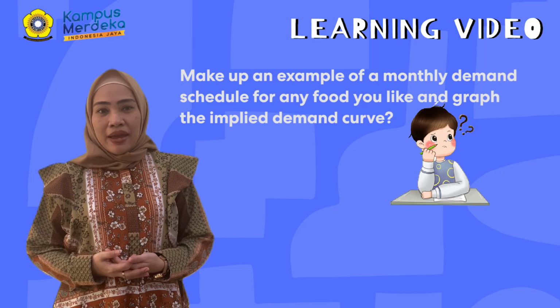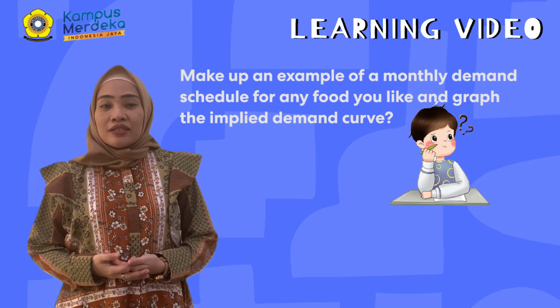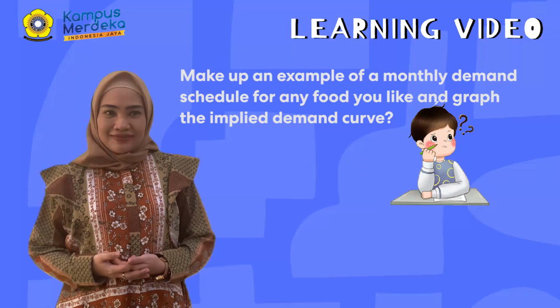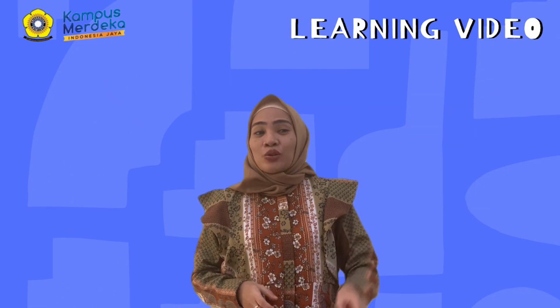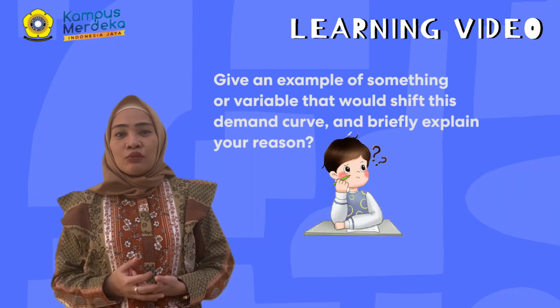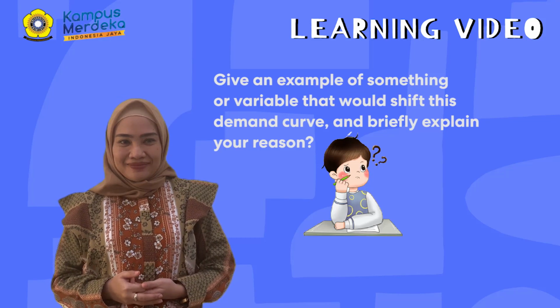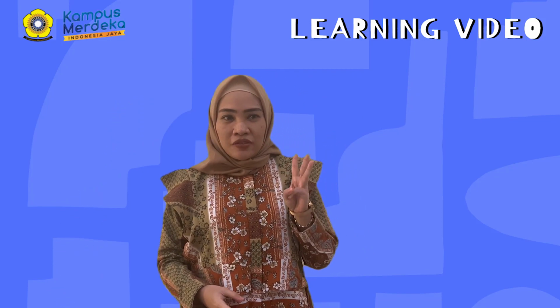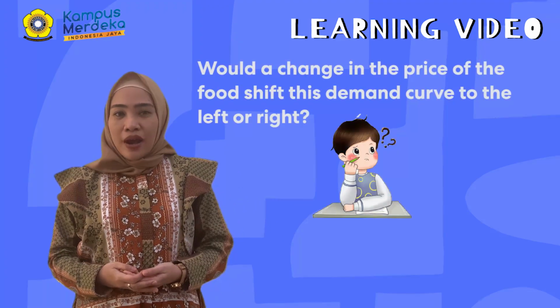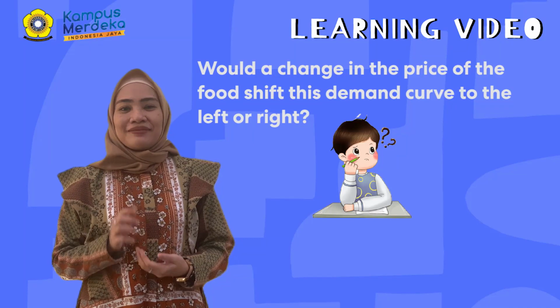Let's go! Question 1. Make up an example of a monthly demand schedule for any food you like and graph the implied demand curve. Question 2. Give an example of something or variable that will shift this demand curve and briefly explain your reason. Question 3. Would a change in the price of the food shift this demand curve to the left or right?